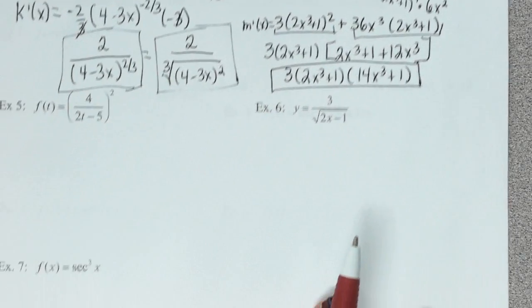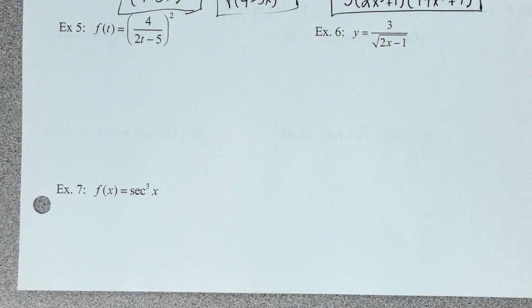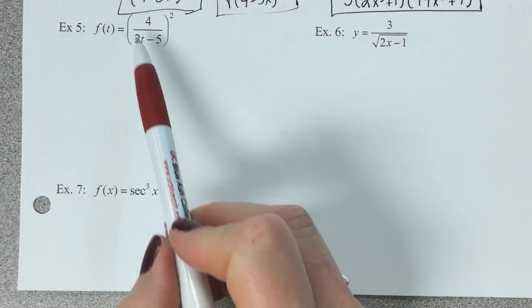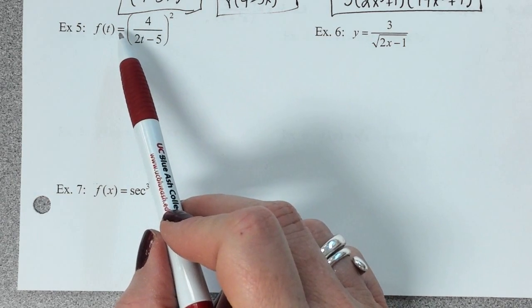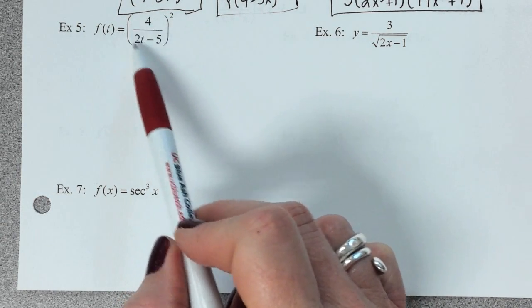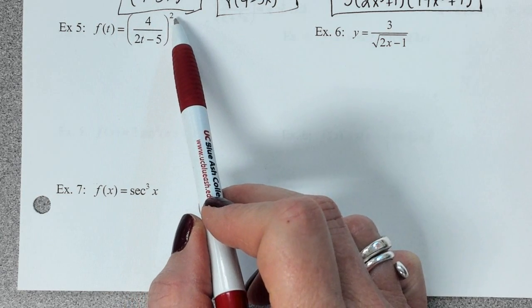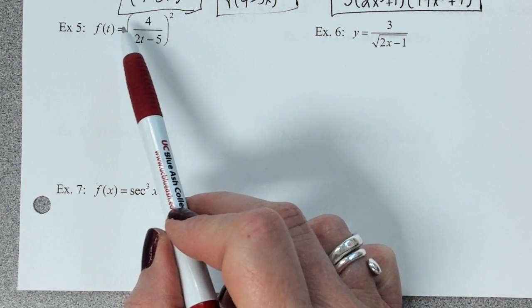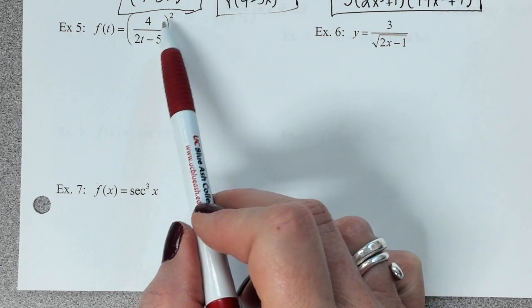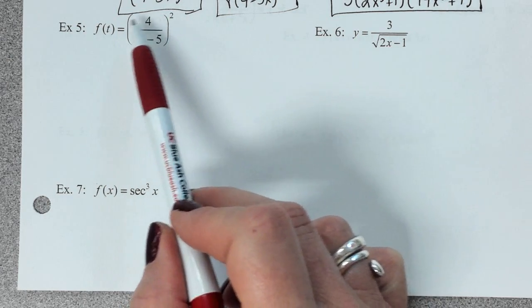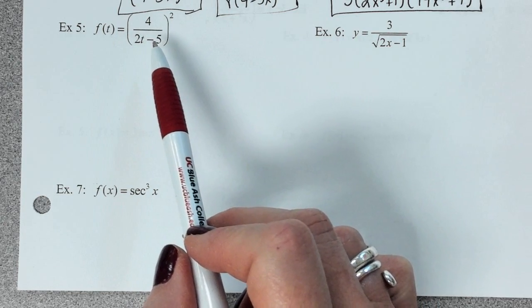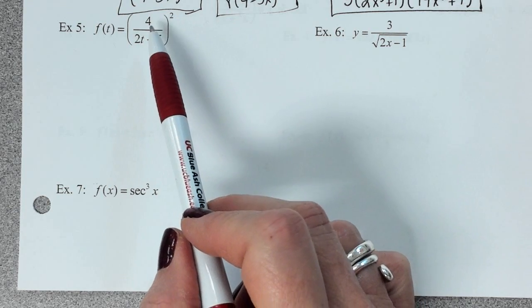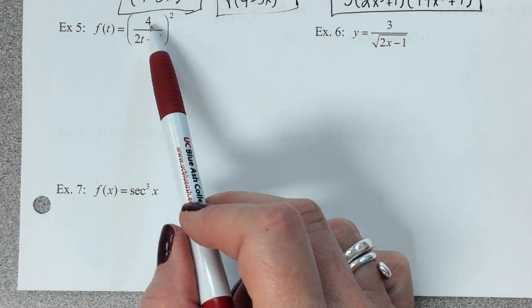All right, so just building on that, let's look at example 5. With example 5, I have parentheses. The way it's written now, my k would be 1, my u would be 4 over 2t minus 5, my n would be 2. I would have to do k times n, u to the n minus 1, times u prime. What's u prime going to require us to use? Quotient rule. We would like to avoid that.